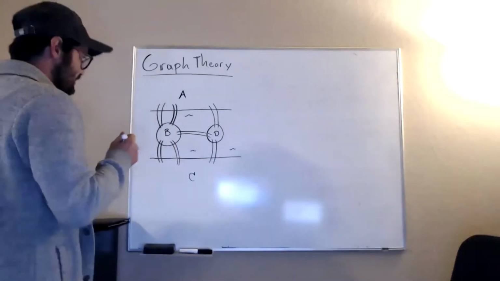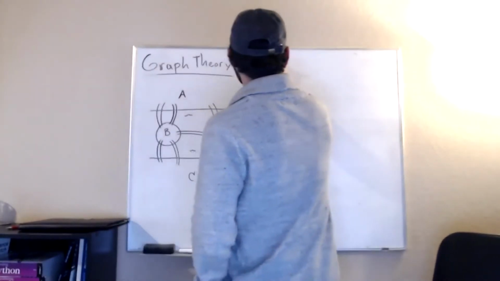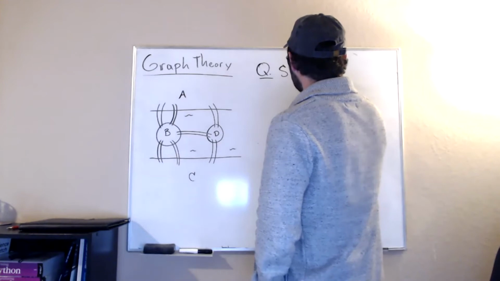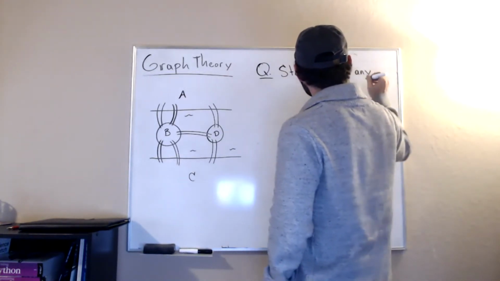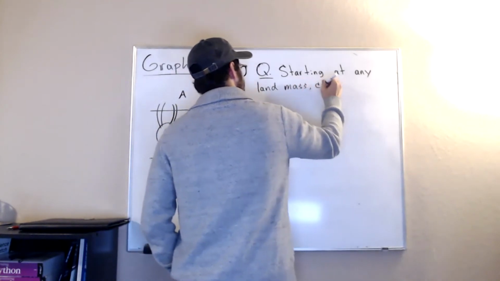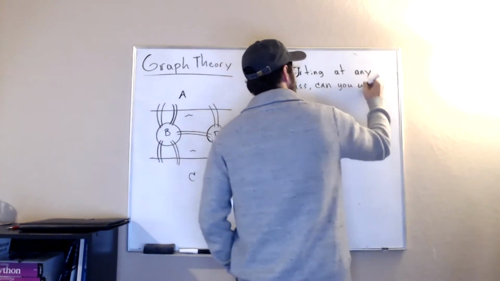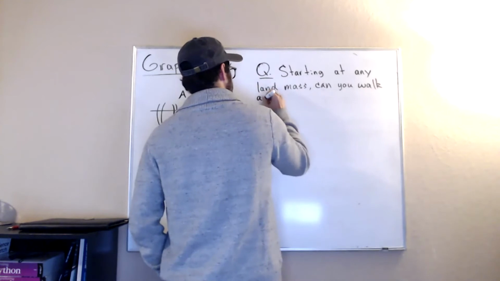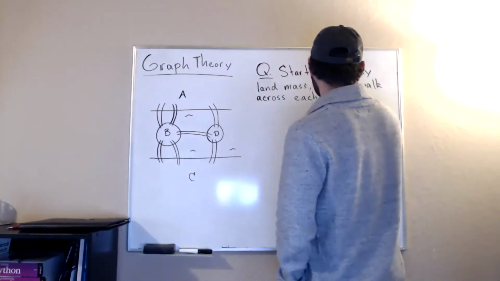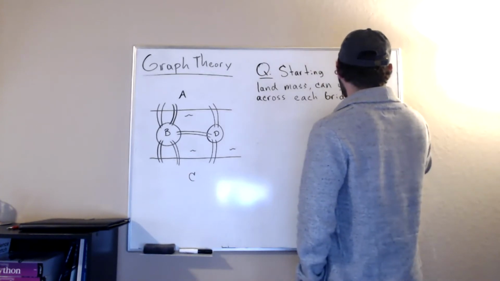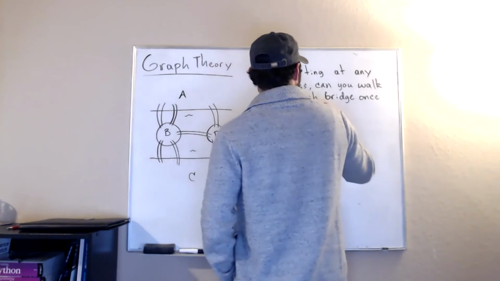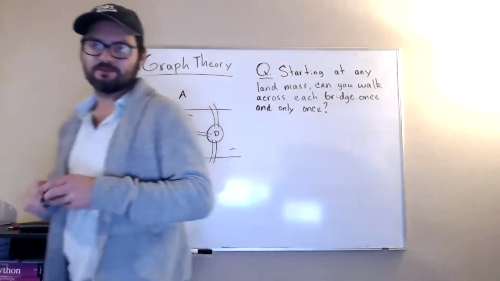Okay, so let's maybe write that down. So this is the question. Starting at any landmass, can you walk across each bridge once and only once? Okay, that's the question. Now, this doesn't seem like a mathematical question at first, right? Kind of like a puzzle.